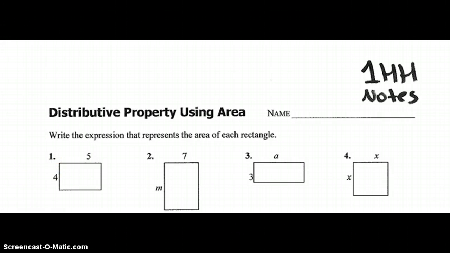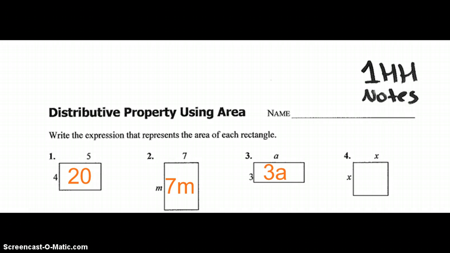In order to find the area of a rectangle, you need to take the length times the width. So in this case, it's 20. Looking at question 2, this time the length is represented by a variable. So the area of that rectangle would be 7 times m, or 7m. In question 3, it's very similar. The area of the rectangle is 3 times a, or 3a.